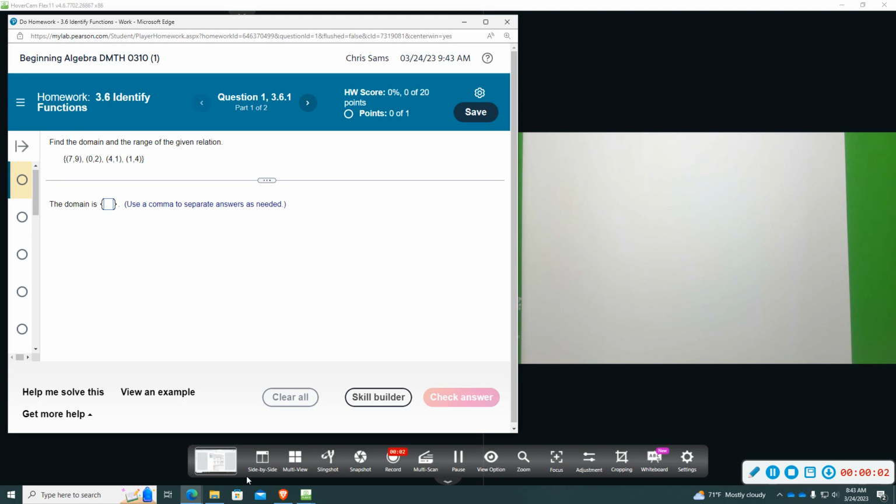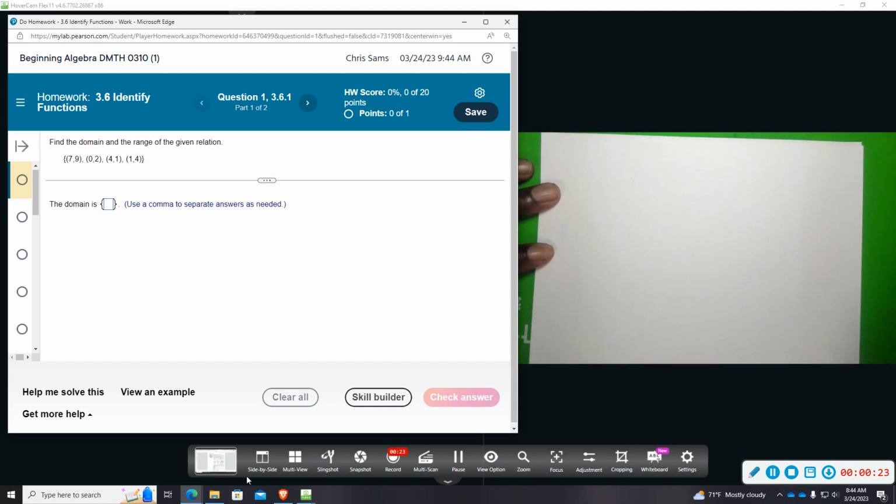All right, so this is 3.6. We want to identify functions, and then we also have some function notation. This first problem wants us to find the domain and the range of the given relation, the given set of ordered pairs. And so what we want to do is just list the domain and the range, okay?